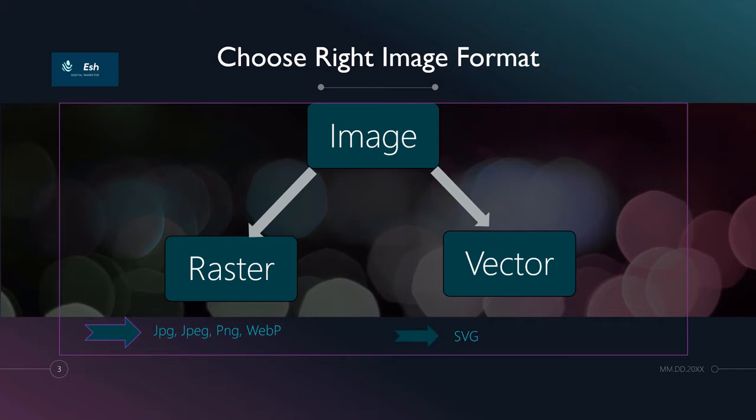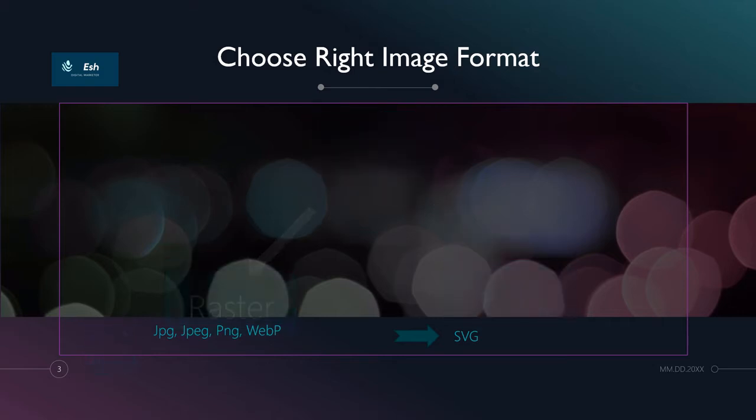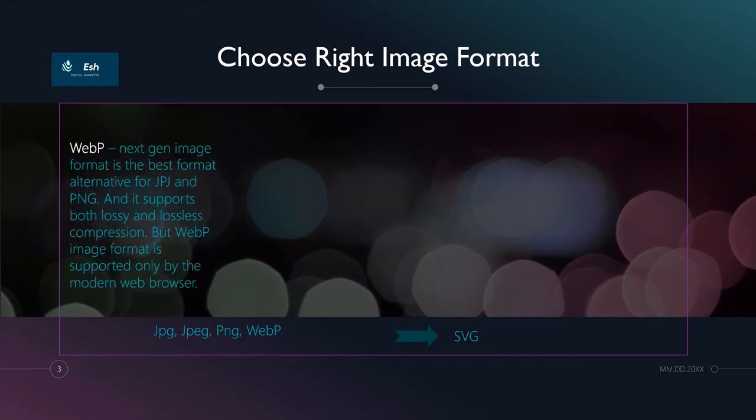Now let's see where and when to use these formats. First, the WebP format. The WebP format is a next-gen image format. It is the best alternative for JPG and PNG. It is very small in size, so it helps to improve the page speed. So if you are looking to improve the page speed, then definitely change your image format to WebP. There are so many plugins available to convert into WebP format. It supports both lossy and lossless compression.